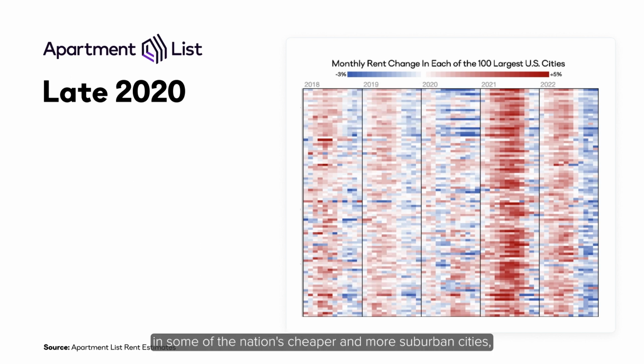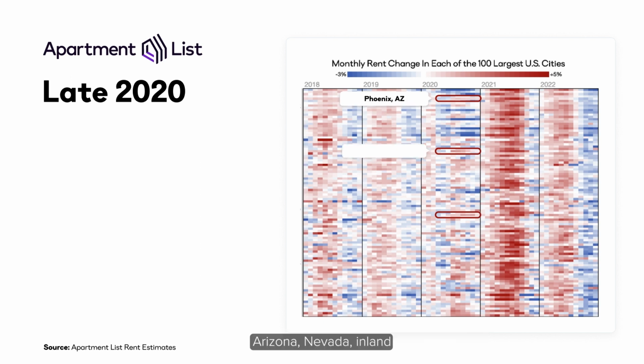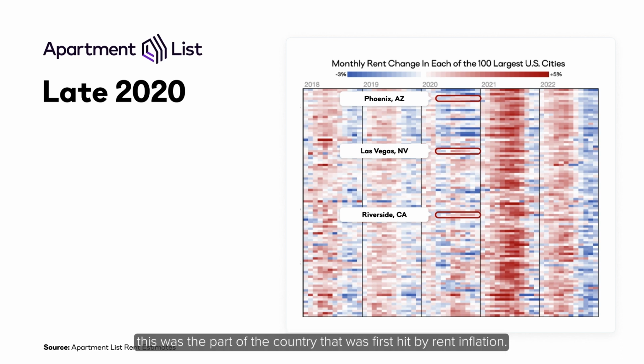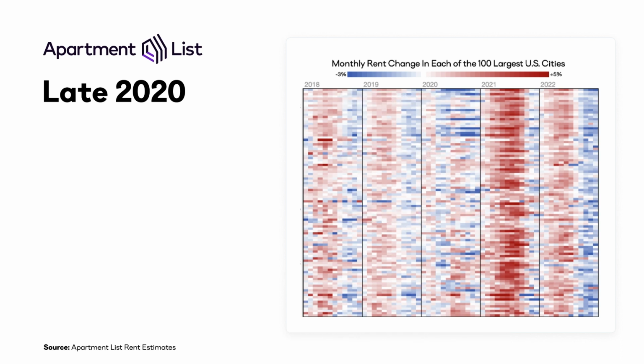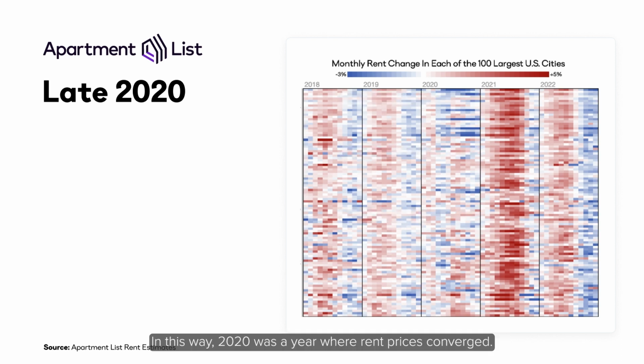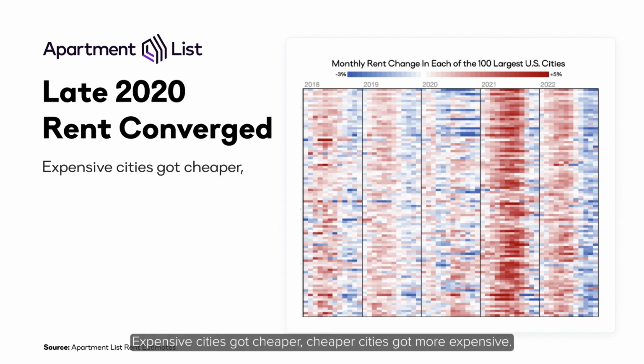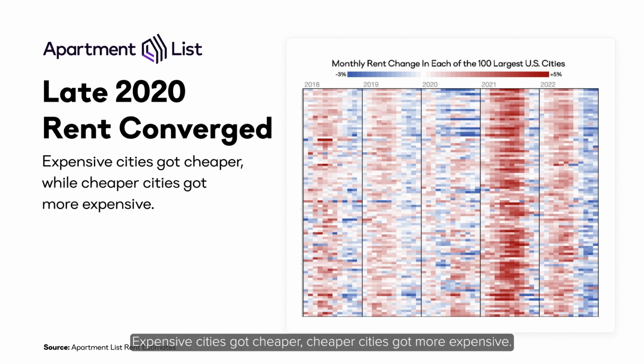Meanwhile, in some of the nation's cheaper and more suburban cities, rents rebounded quickly and then started to accelerate. Arizona, Nevada, inland California, they really stand out at this point. This was the part of the country that was first hit by rent inflation. In this way, 2020 was a year where rent prices converged. Expensive cities got cheaper, cheaper cities got more expensive.